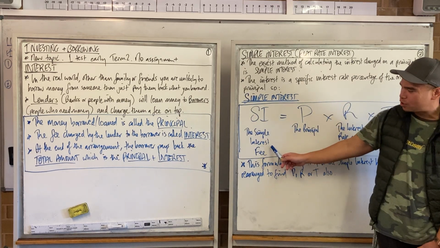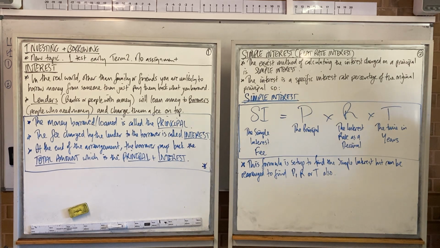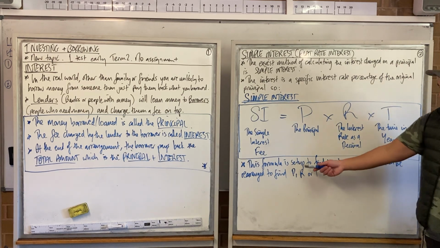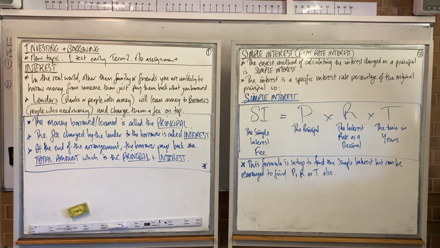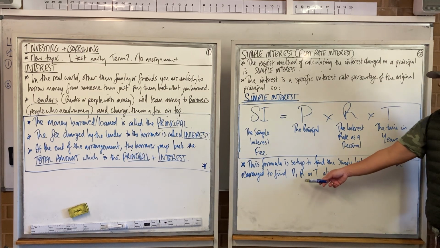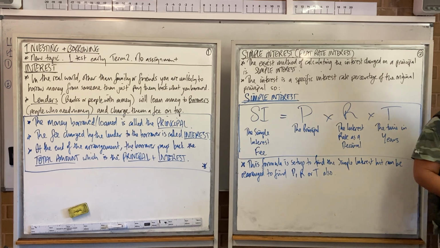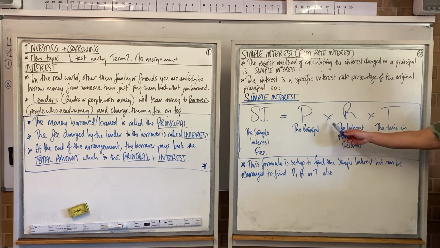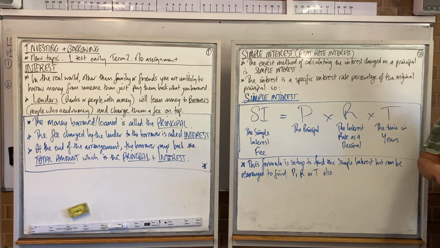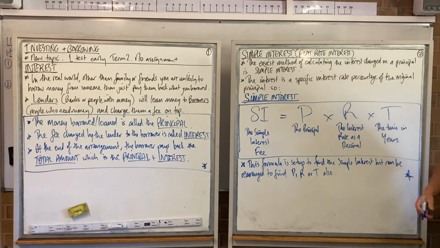SI, the simple interest fee, is equal to the principal times the interest rate as a decimal times the time in years. I'm only going to give you this formula, but it is set up to find the simple interest, and we can rearrange it to find P, R, or T. What are the signs between all of these letters? Timesing. So if I want to rearrange, the opposite of timesing by something is dividing by the thing. Okay? Can you please get that formula?